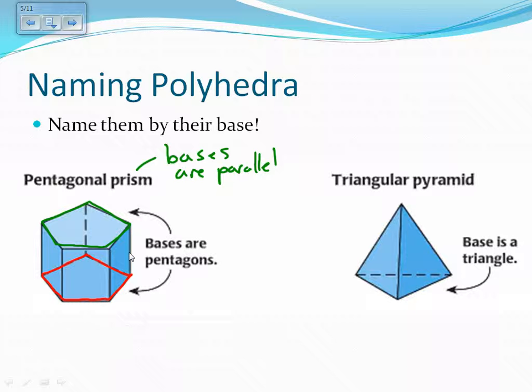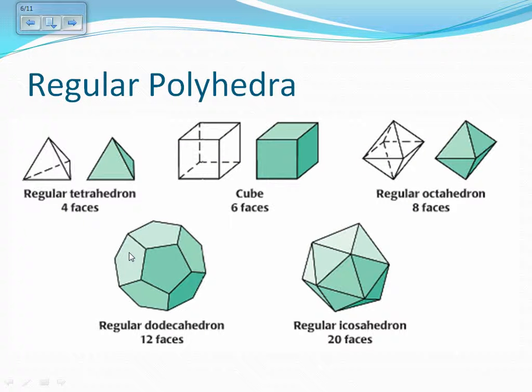Okay. A triangular pyramid is where there's only one base. Notice that it's named the triangle because the base is now a triangle, but it's a pyramid because instead of having the same shape at the top, it comes together at a point. All right. So you can have triangular pyramids, square pyramids, pentagonal pyramids. Okay. You can have any shape for the base. Regular polyhedra, yes.